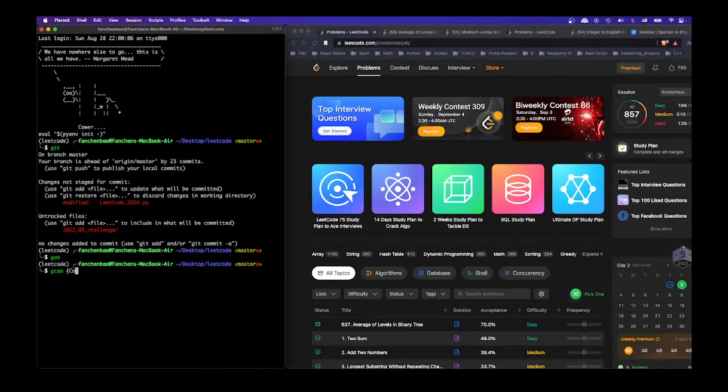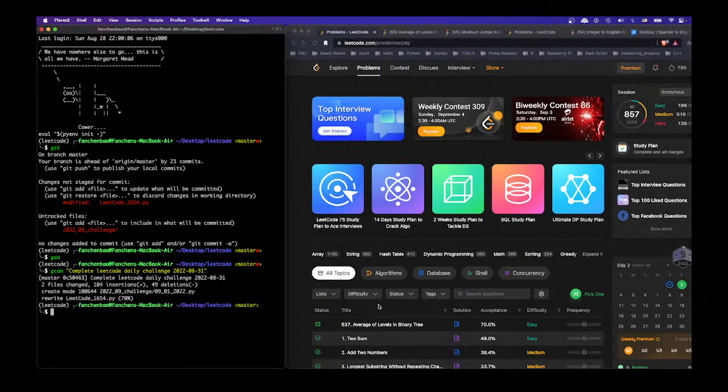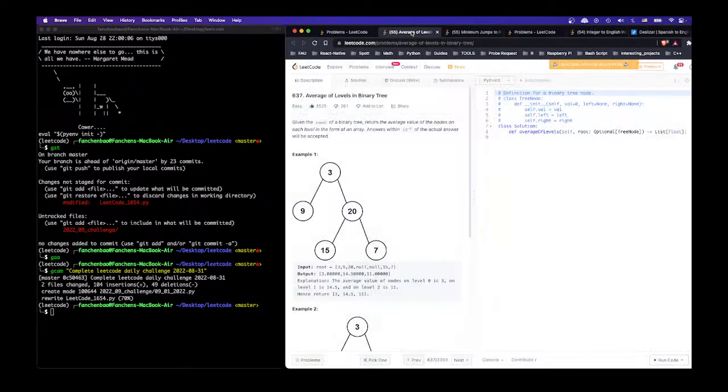Alright, so today we have an easy one. Let's just get that one done, and we have to get back to the minimum jumps. Oh my god, minimum jumps. What a mess with minimum jumps.